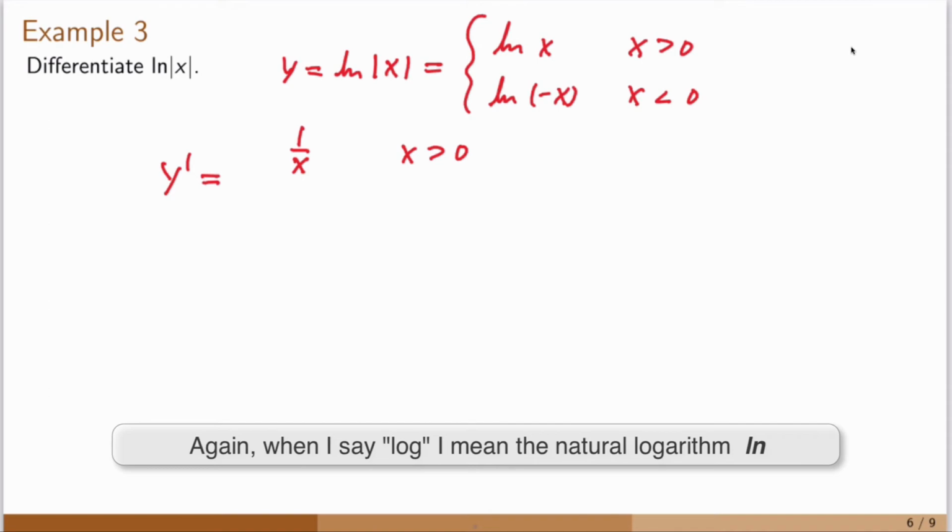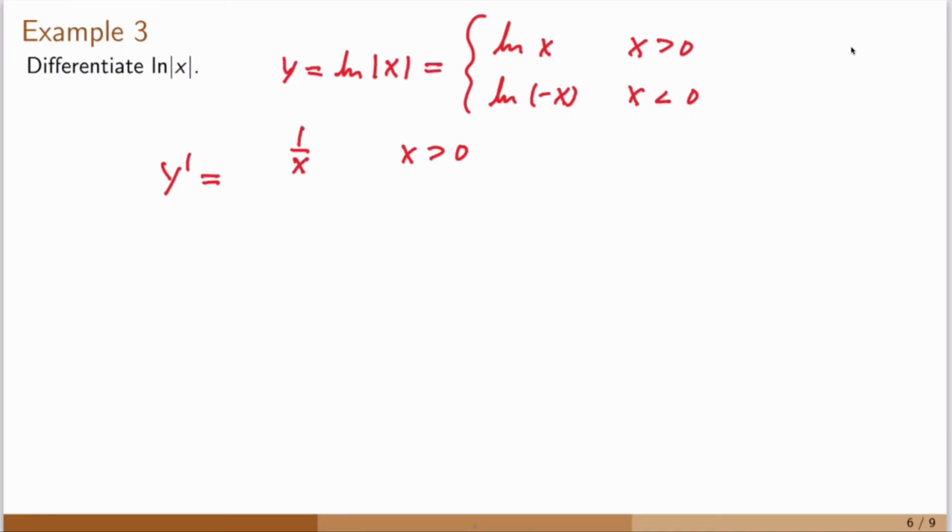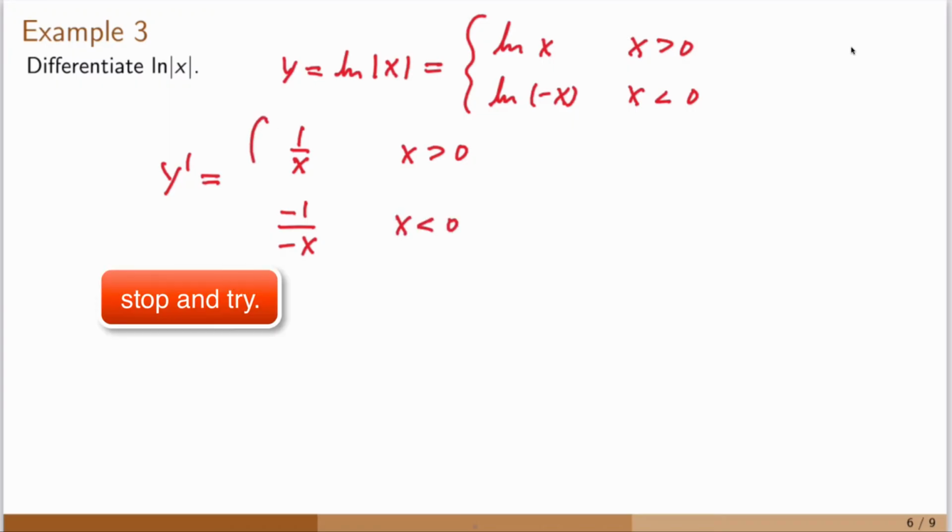So far so good. If we differentiate the other part, then we have log of minus x, so we have multiplication with minus 1 in the argument of log, which can be seen as an inner function. Then by the chain rule, this is minus 1 divided by minus x for x less than 0. So here you might stop the video and just try it yourself, if you get this case yourself.